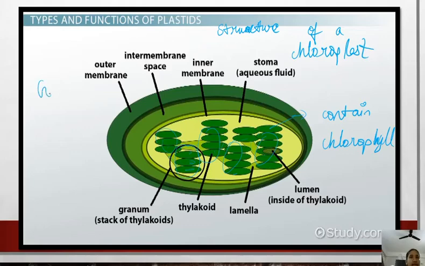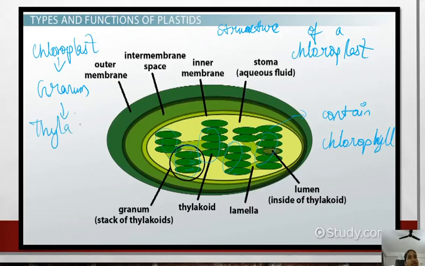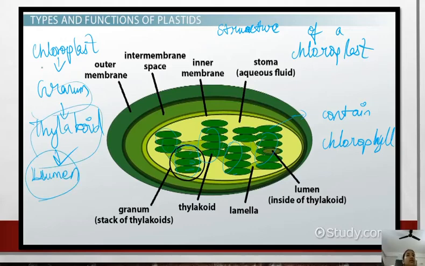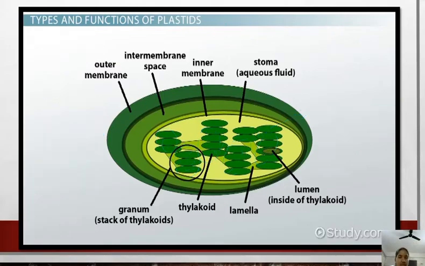So, granum inside a chloroplast. Inside a granum, we find a thylakoid. Many thylakoids form a granum, and then they have lumen. So this is the kind of level of organization we had seen. In a similar way, you will notice these things: lumen, thylakoid, granum.